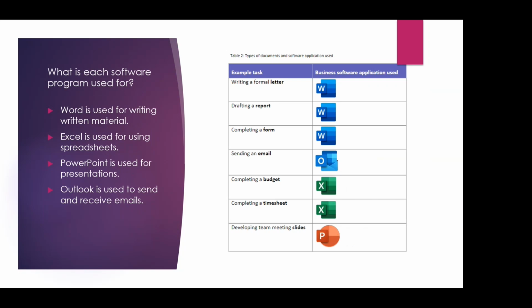So what is each of these programs used for? Word is for writing, Excel is for numbers, PowerPoint is for presentations, and Outlook is for emails. Okay, so if you're wondering where your TAFE email is, if you go into Office 365 and look for Outlook, you'll find your TAFE emails.